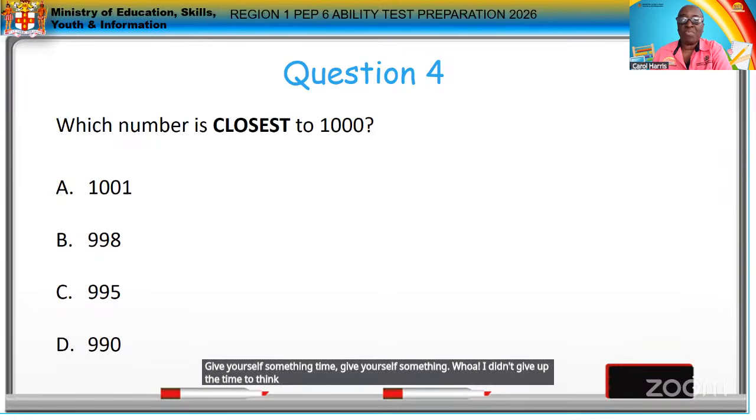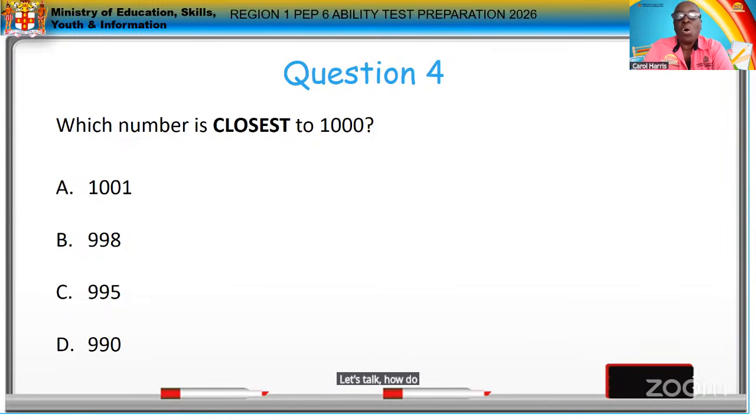I'm seeing lots of A's in the chat. I see A and I see B. Okay, we'll see whether it's A or B. Let's talk about it a bit. How do I know how close a number is? How do I know how close two numbers are to each other?